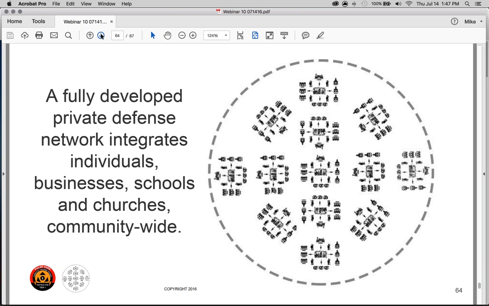This is a classic decentralized form of organization. There is not a bureaucracy, there is not one central organizing entity. These are all independent entities that come together and break apart based upon the threats as they manifest.